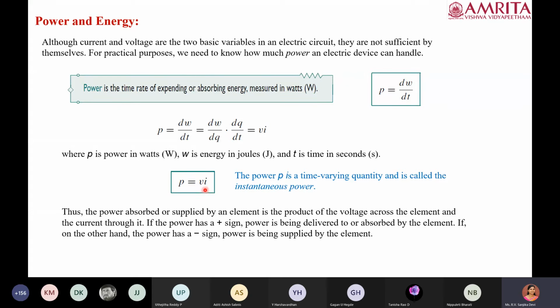And normally the power can be either delivered by an element or it can be absorbed by an element. In order to understand whether the power is being absorbed or delivered, we follow a certain convention when we solve electric circuits. So that we will see now.